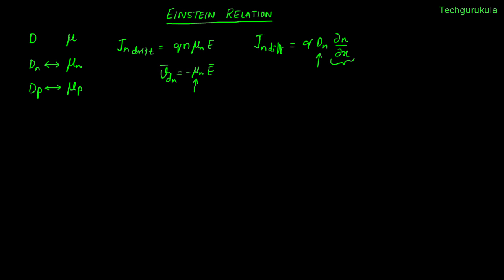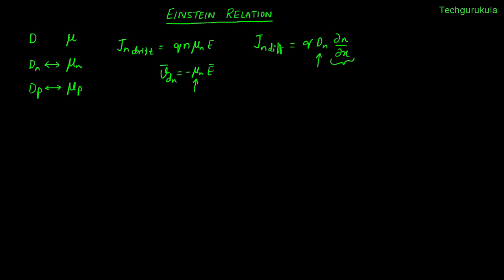And if Dn is smaller, the diffusion current would be smaller, which means Dn basically tells us the ease with which the electrons move inside the semiconductor under no influence of electric field, just the concentration gradient. If you see the two quantities μn and Dn, both of them talk about the ease with which the electron moves inside the semiconductor, but one talks about under the influence of electric field, and the other one talks about when there is no electric field, only concentration gradient.